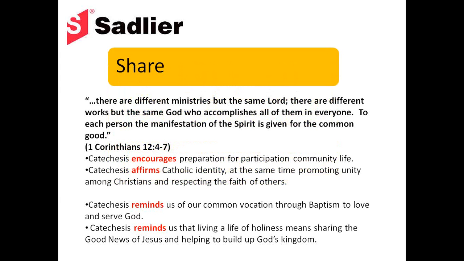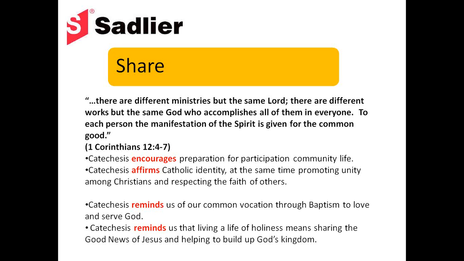And we're all familiar with 1 Corinthians. There are different ministries but the same Lord, different works. We all have different roles we play. So catechesis encourages preparation for participation in community life. It affirms our Catholic identity, at the same time promoting unity among all Christians, respecting the faith of others, reminding us of our common vocation through baptism to love and serve God, and reminding us that living a life of holiness means sharing the good news of Jesus and helping to build up God's kingdom.